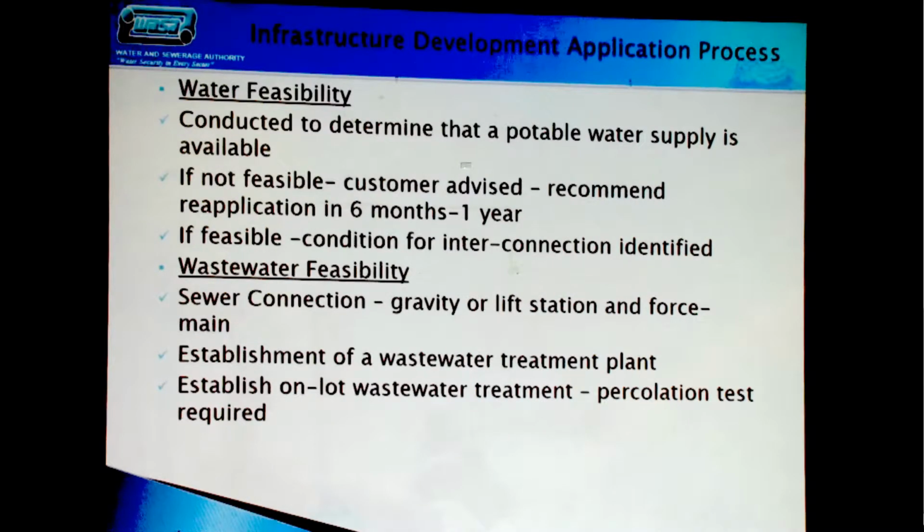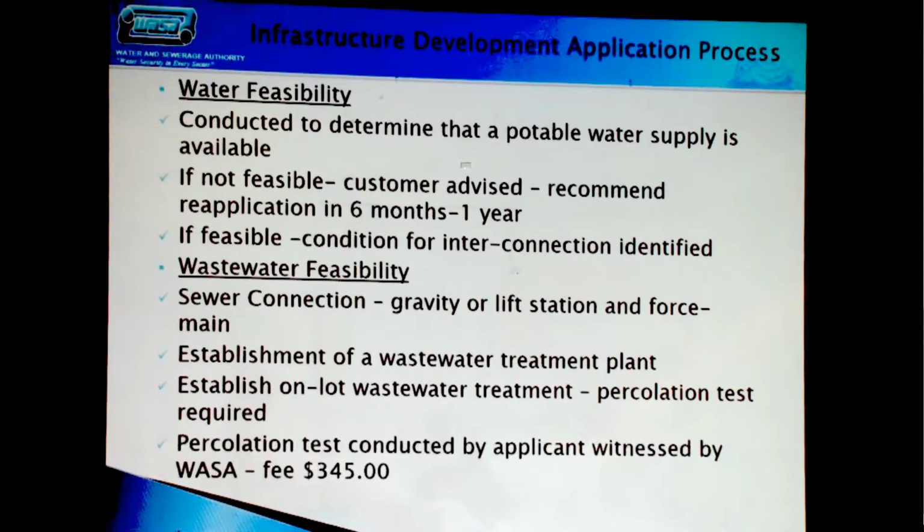Or we will ask you to establish an on-lot wastewater system: septic tank followed by a secondary absorption system, soakaway, absorption trench, and filter trench, or ETUs as required. Where on-lot systems are required, we may ask you to do a percolation test. There's a fee, $345, which is VAT inclusive, that you pay for the percolation test, and that determines the soil absorption rate at your specific development.